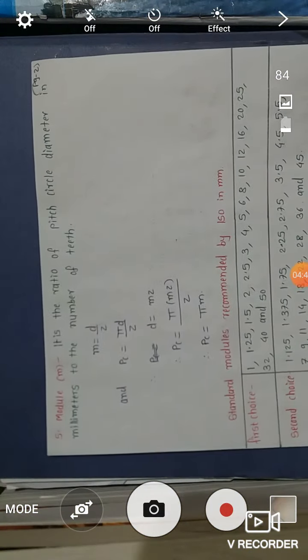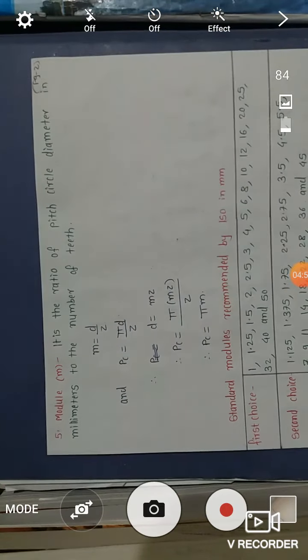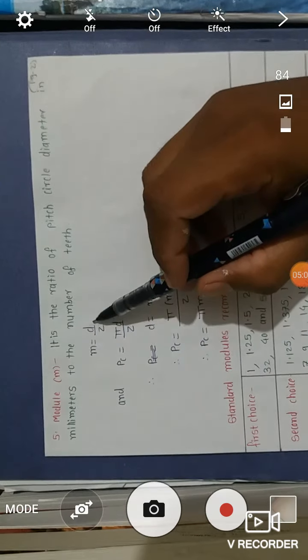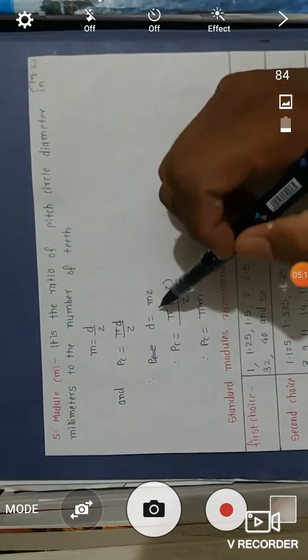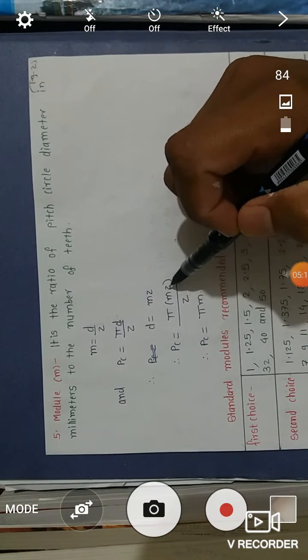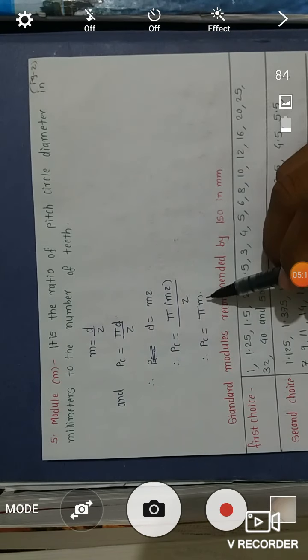Next important term is module, indicated with the letter m. It is the ratio of pitch circle diameter in millimeter to the number of teeth. Mathematically, m = d / z. But we know that circular pitch Pc = pi d / z, and using this relation d = m z, so we substitute m z in place of d. So Pc = pi m z / z. The z gets cancelled, therefore Pc = pi m.